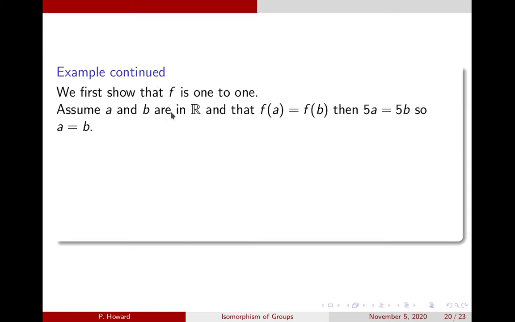we'll assume a and b are real numbers, and that f of a equals f of b. Using the definition of the function f, this means 5a equals 5b. So dividing both sides by 5, we get a equals b. This is exactly what we have to do to show that f is one-to-one. Assume f of a equals f of b, and show that a equals b.